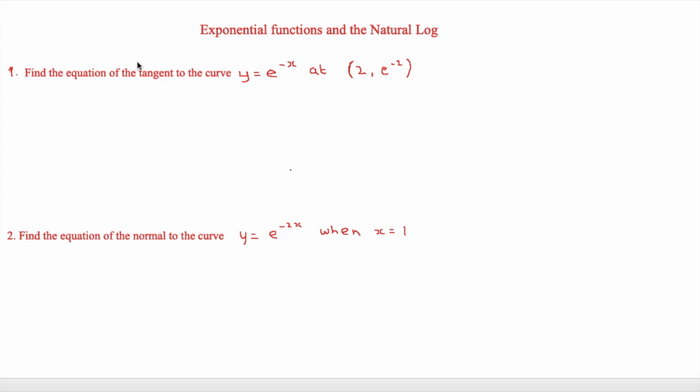So these are a couple of questions looking at things like tangents and normals and looking more at the idea of how to differentiate e. So the first one says find the equation of the tangent to the curve y equals e to the power of minus x at the point 2, e to the power of minus 2. So the first thing to say is that we need to know that this here is x, so x is equal to 2, and y is equal to e to the minus 2.